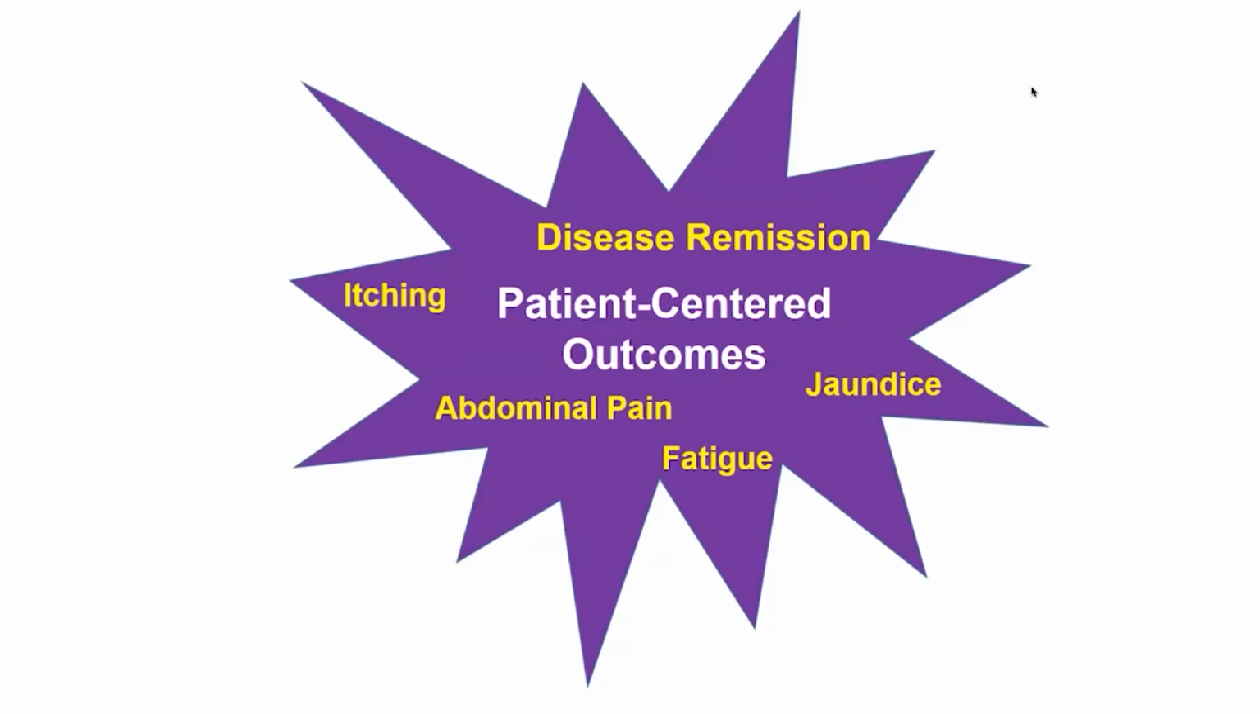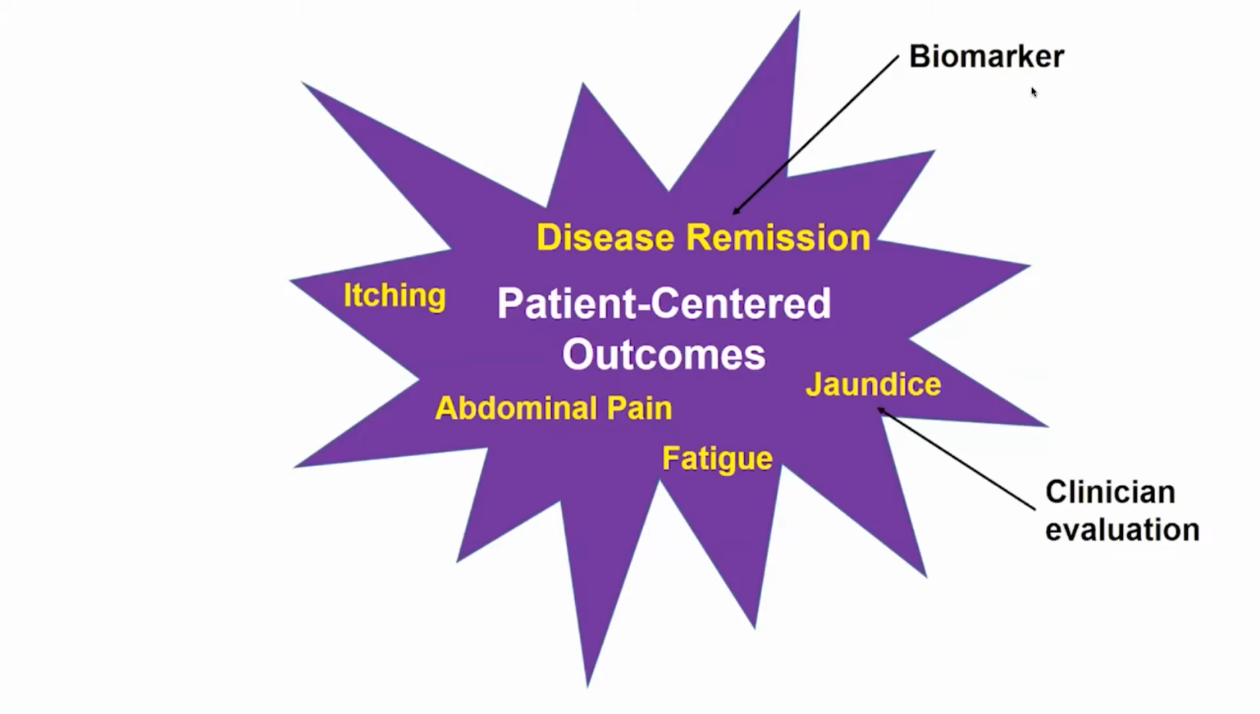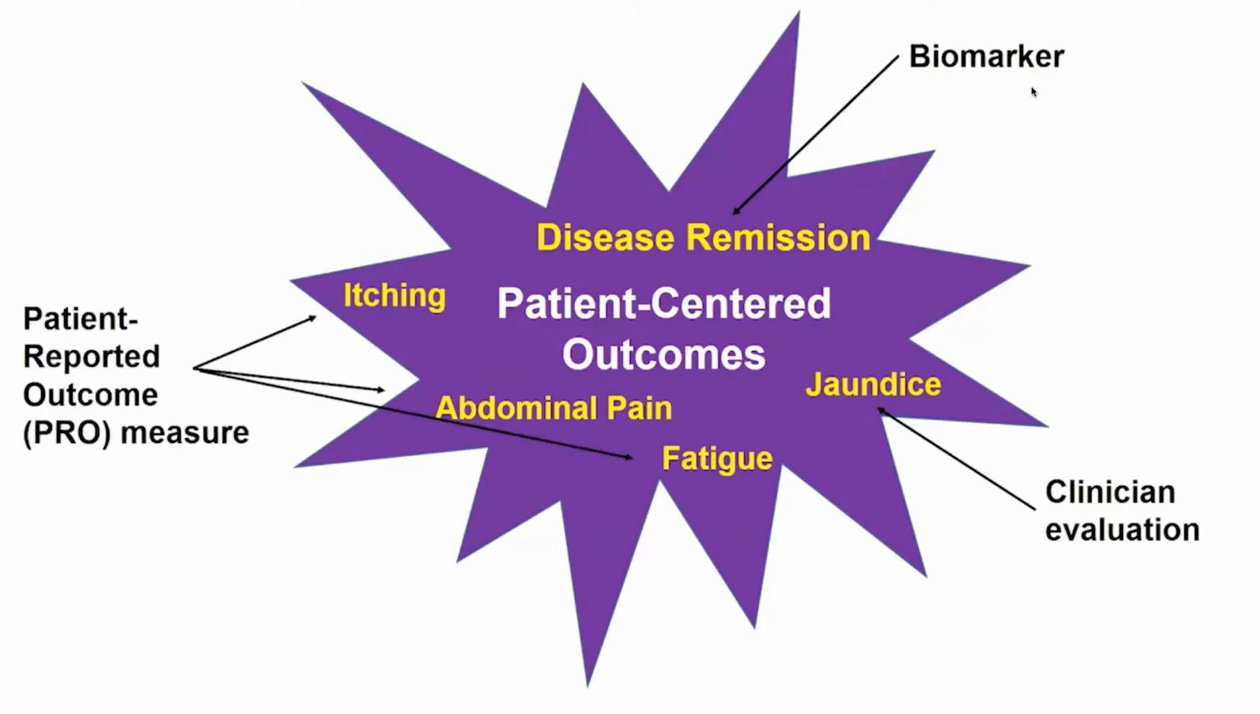we have to measure each one of these potentially from different sources. So for example, for disease remission, we may be thinking about something like a biomarker, like a blood sample to look at the response to treatment. For things like jaundice, we might ask a clinician to evaluate the skin tone of the patient. But when it comes to subjective symptoms like itching, abdominal pain, and fatigue, those are things where we think a patient-reported outcome measure is the best source for capturing systematically a patient's level of their symptoms.